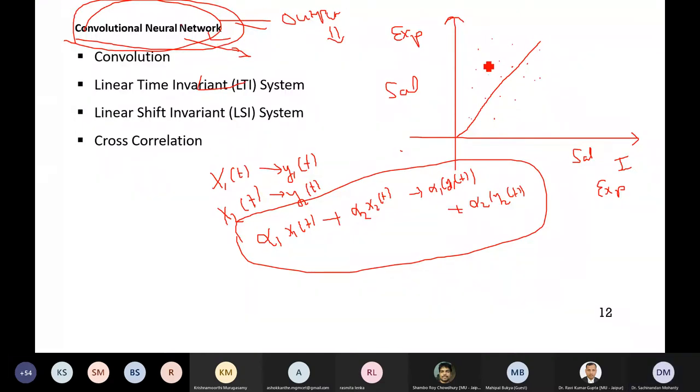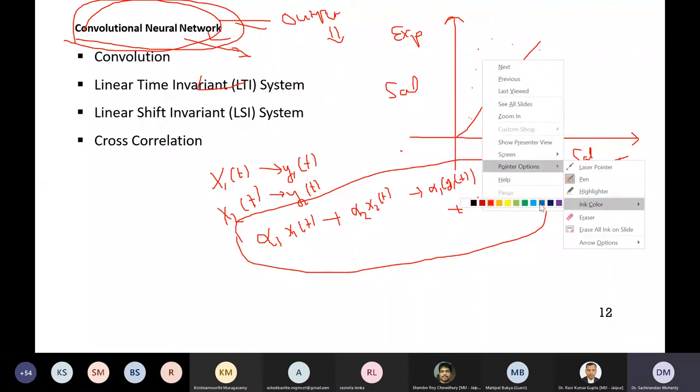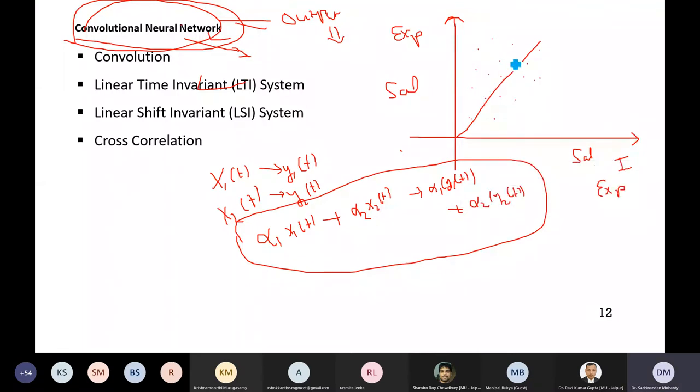Suppose this equation. It is nothing but y is equal to mx plus c. How to do it? For example, y1 is equal to mx1 plus c, and c is a constant, here it is 0, so we can call it mx1. Similarly, y2 is equal to mx2 plus c, and c is a constant, so we can call it mx2.